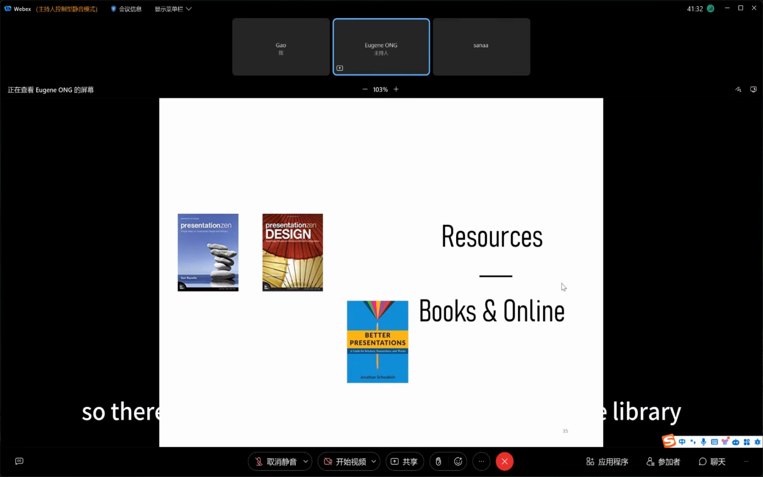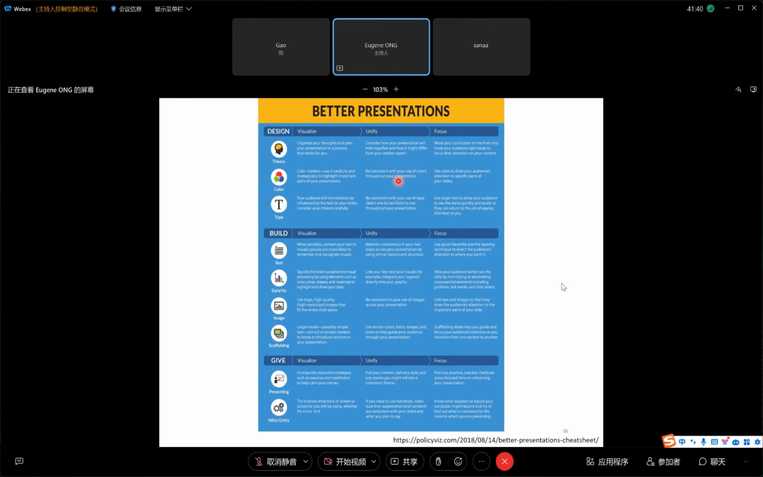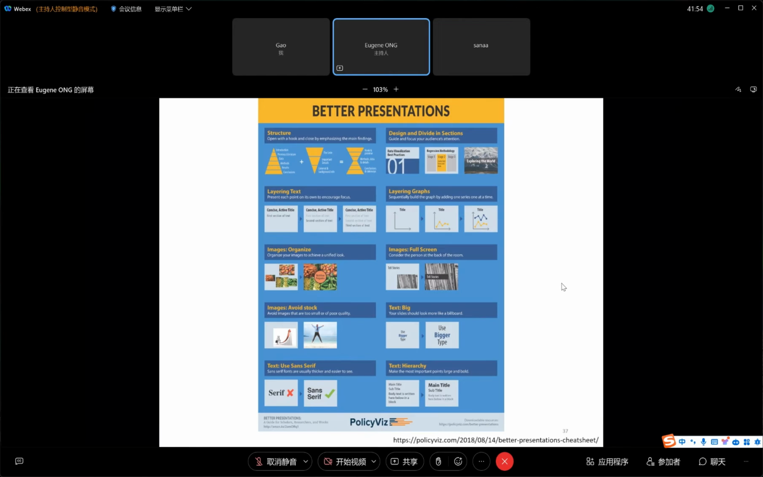There are many books that you can get from the library and also online, such as these books. This is also a poster that you can download online. Later on, I will share this with you as well. So these are just some basic guidelines that we can follow to help us present and prepare our slides better. That will mean giving structure to our presentations.